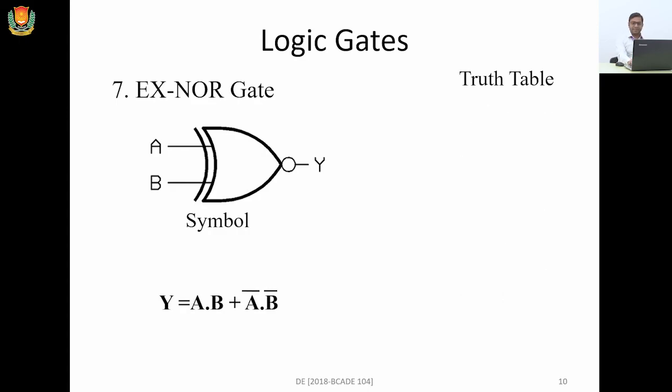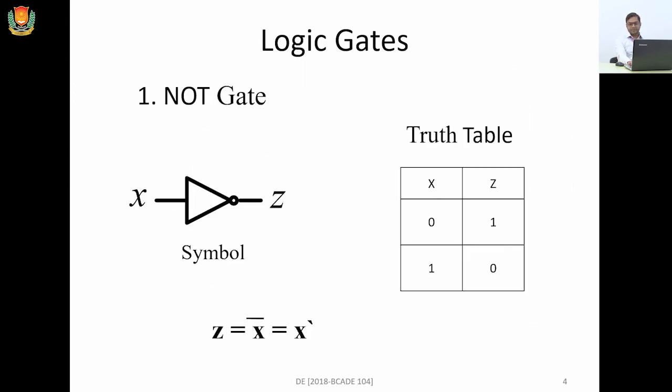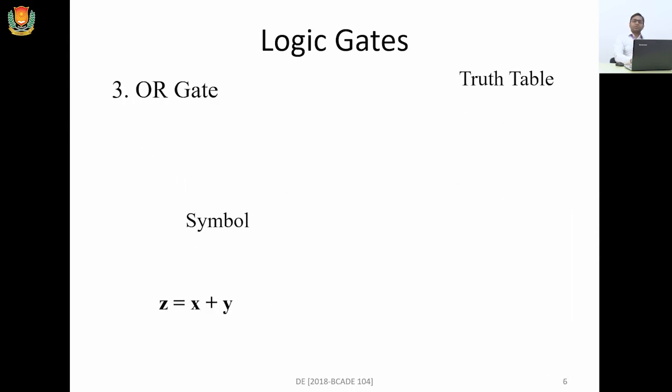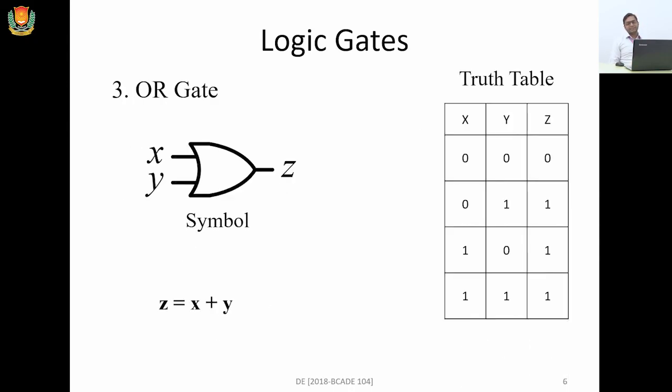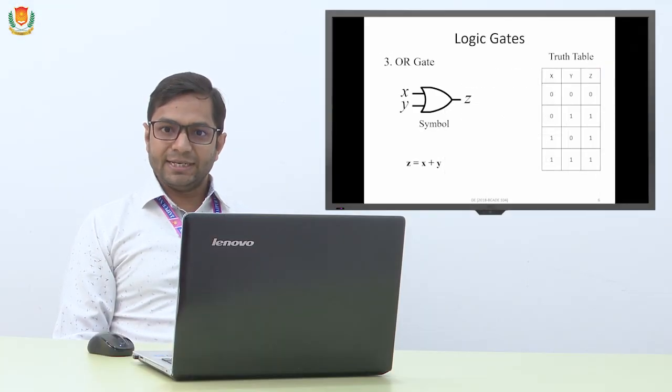I think you have understood all the logic gates. We have 7 logic gates. Let me remind you: NOT gate, AND gate, and OR gate are the 3 basic logic gates, the 2 universal logic gates are the NAND gate and NOR gate, and there are 2 exclusive gates, the XOR gate and XNOR gate. That is all about the logic gates.